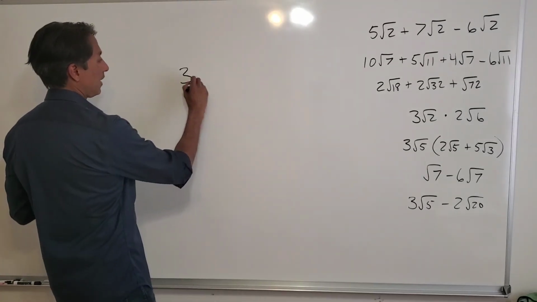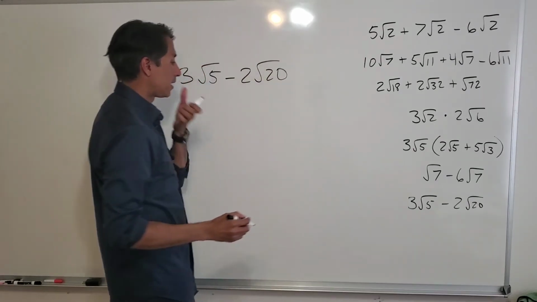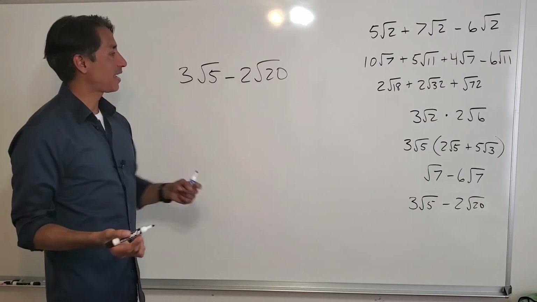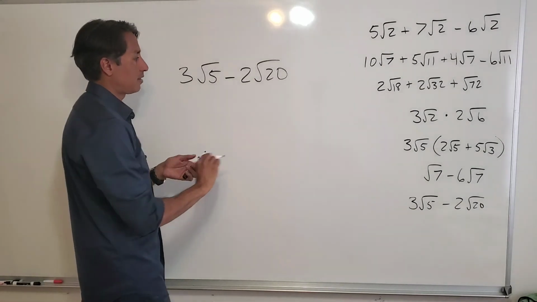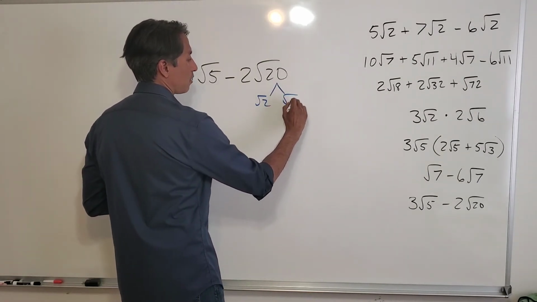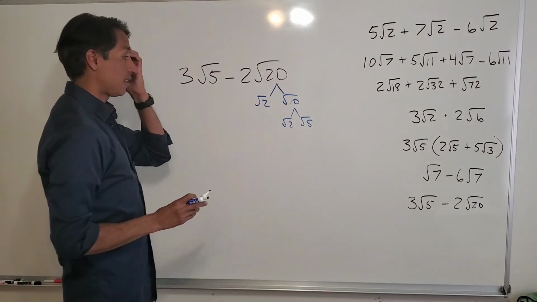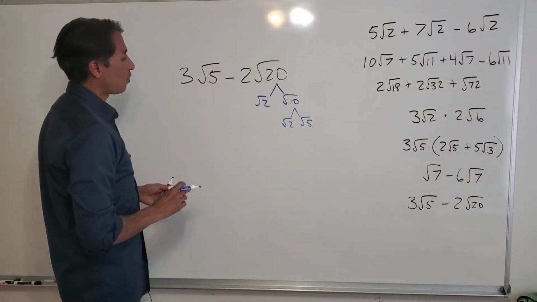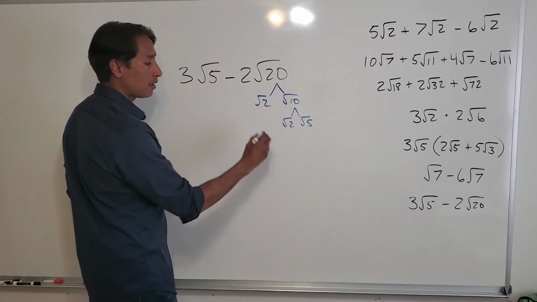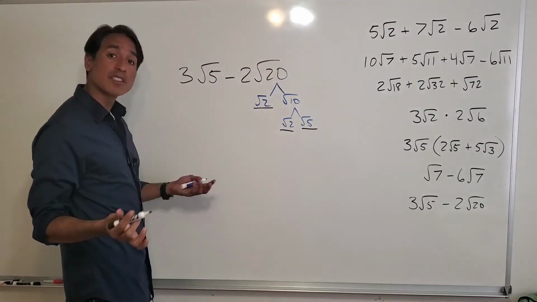Okay, we got 3 square root 5 minus 2 square root 20. This guy I can't do anything with. This guy I can probably bust apart. So let's see what it turns into. Square root of 20, I'll do square root of 2 times square root of 10, square root of 2 times square root of 5, and I think I'm good. So let me just rewrite this and rewrite this. Are there any doubles that I can pull out? Well, let me do my little thing. Let me underline all my terms. Are there any doubles that I can pull out?